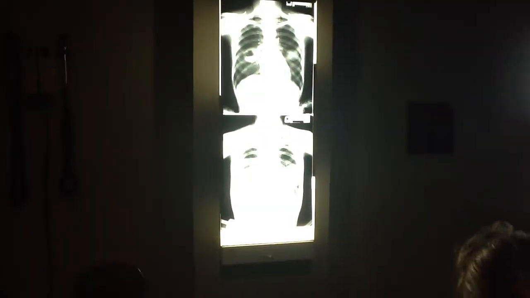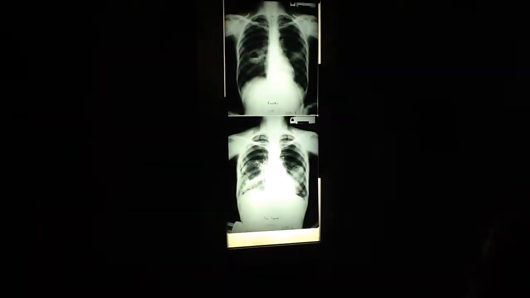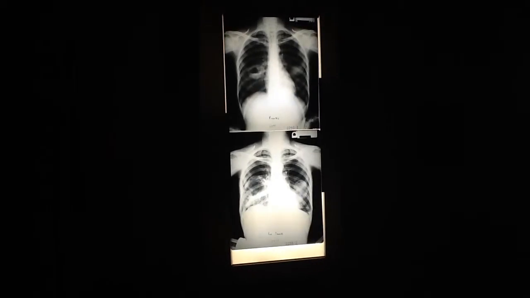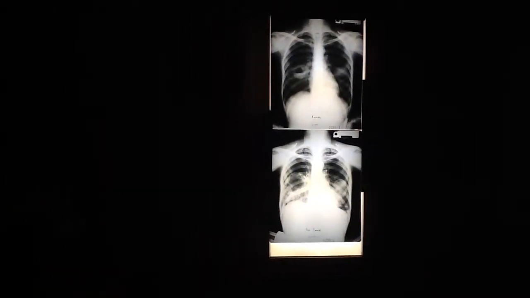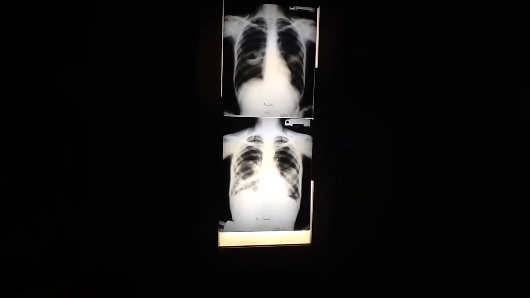Very obvious cavitation on that top film, isn't there? Mm-hmm. It's got the classic findings. It's got that semicircular shaped lucency, nice fluid level.